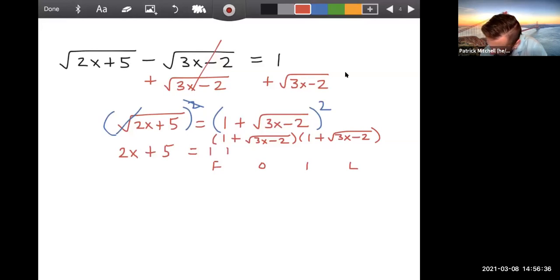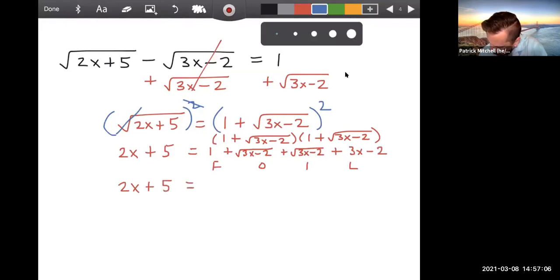1 times 1 is 1. 1 times the square root of 3x minus 2 is the square root of 3x minus 2. 1 times the square root of 3x minus 2 is another square root of 3x minus 2. And then the square root of 3x minus 2 times the square root of 3x minus 2 is just 3x minus 2. All right, so let's clean this up a little bit. We have 2x plus 5. And then we have a 1 minus 2.